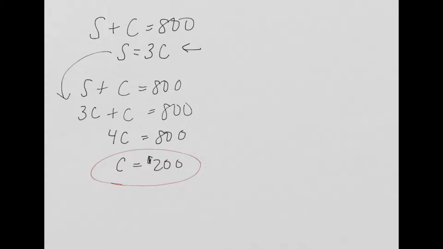But we're not done. You know how much Steph pays, so I'm going to come back up and plug it in. So Steph pays 3 times the amount that Chelsea does. Chelsea paid $200, so Steph is going to pay $600. So there's the other answer. We can always double check. Together, did they pay $800? Well, yes. And is one 3 times the amount of the other? Yeah, and Steph's is larger. So we did get the right answer.